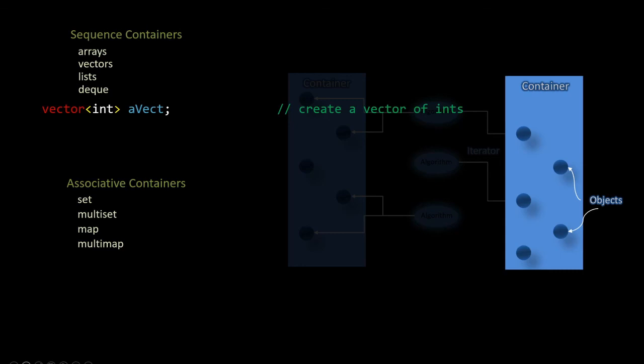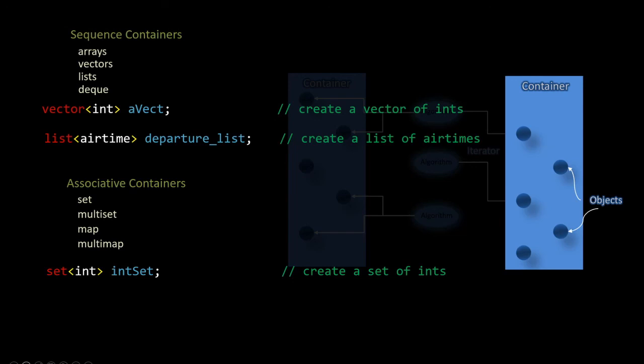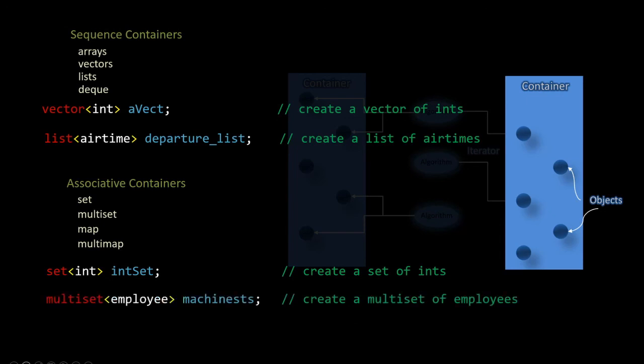Instantiating an STL container object is easy. First, you must include an appropriate header file. Then you use the template format with the kind of object to be stored as the parameter. So here's an example. I would create a vector of ints. And here's another one. I would create a list of airtimes. Okay, so this is template syntax. With associative containers, if I want to create a set of ints, it's very similar, and you'll notice the angle brackets in here. And then if I want to create a multiset of employees as an example, this would be the syntax, multiset employee machinists.